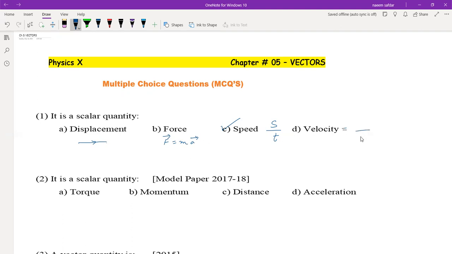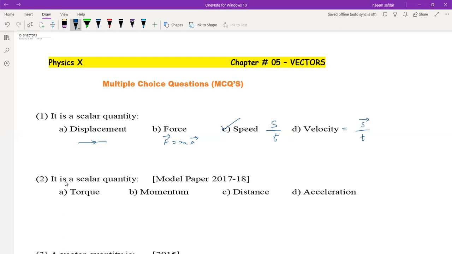Velocity is the rate of change of displacement. So displacement is a vector quantity, so that's why velocity is also a vector quantity. So in this MCQ, it is a scalar quantity. Which one? Speed has no direction.